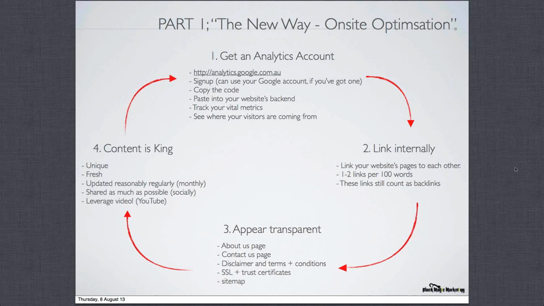Number two, link internally. So link your website's pages to each other like you saw in Wikipedia. It's very valuable because Google ranks pages, not websites. A link from your home page to your contact page is still a backlink to your contact page. It doesn't matter that it's come from within your own website. Google still views it as a link.